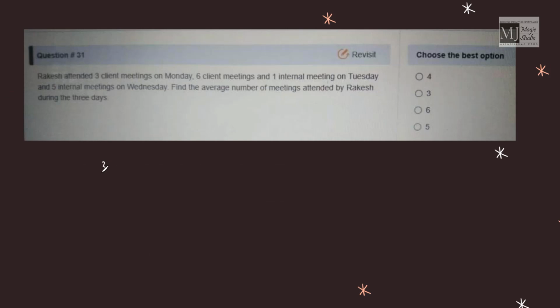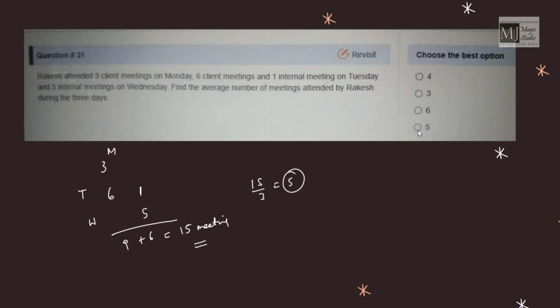Rakesh attended 3 client meetings on Monday, 6 client meetings and 1 internal meeting on Tuesday, and 5 internal meetings on Wednesday. Find the average number of meetings attended by Rakesh during the 3 days. Total are 9 plus 6, that is 15 meetings, including both client meetings and internal meetings. Over the 3 days, average 15 by 3 is 5 meetings per day.